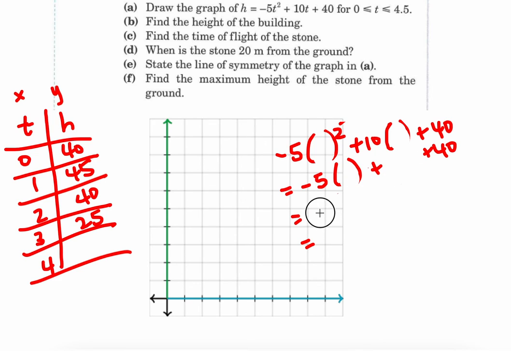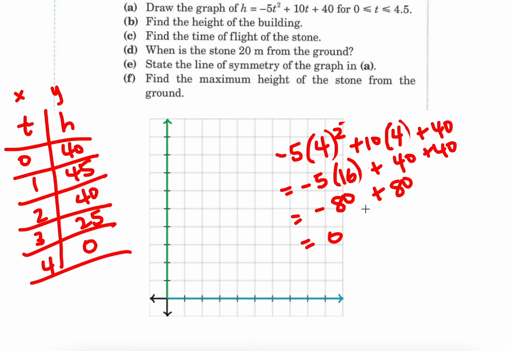All right, and then last up, my number is 4 for t. 4 times 4 is 16. This is 40. -5 times 16 is -80. Plus 40 plus 40 is 80. Oh, okay, -80 plus 80 is 0.